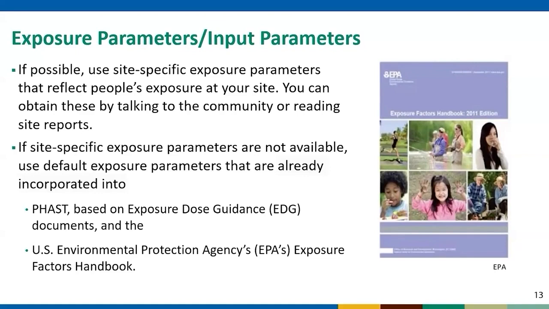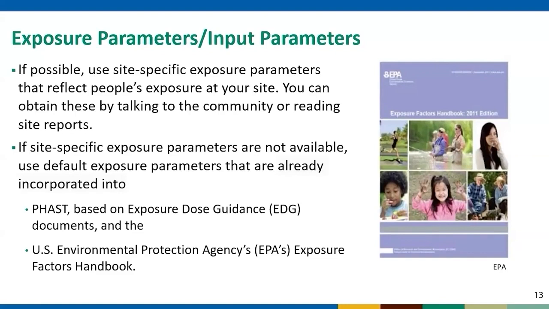If site-specific information is not available, you can use default values and scenarios in FAST. The values for default scenarios are already loaded into FAST, so all you need to do is choose a default scenario. You don't have to input them yourself. The primary source that FAST uses for these default factors is EPA's Exposure Factors Handbook. The front cover of the handbook is shown here.